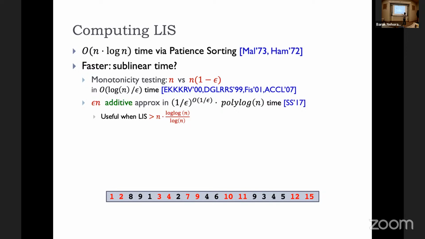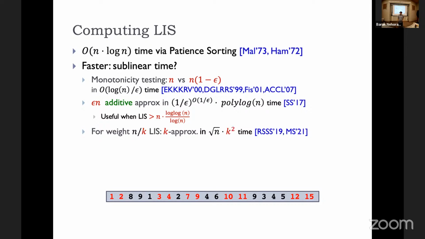So what can we do in other regimes, not n times 1 minus epsilon? What if LIS is much smaller than that? The next paper in the sequence was to get an additive approximation, computing this length up to additive epsilon n approximation. This can be done in time where the dependence on n is quadratic, but the dependence on epsilon is exponential. So this is good if your epsilon is a small constant, but not much less than, let's say, something like 1 over log n.